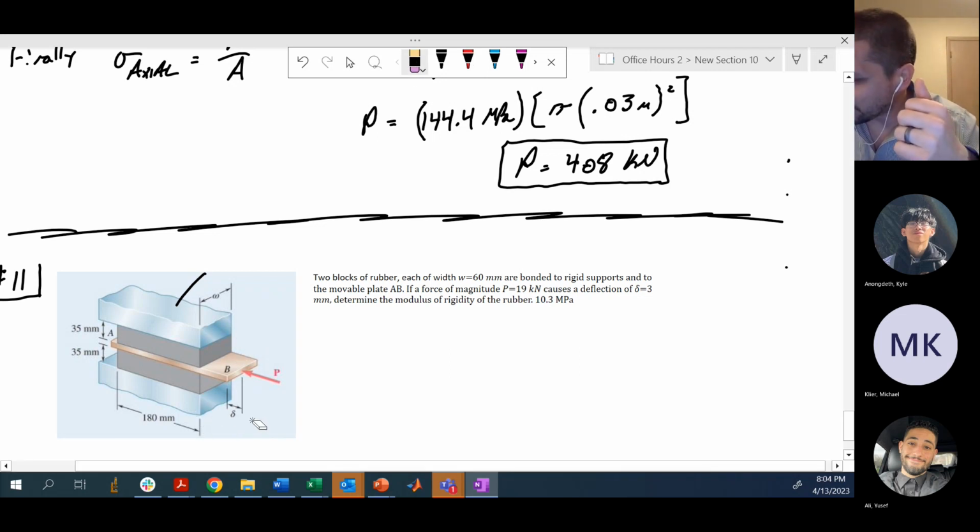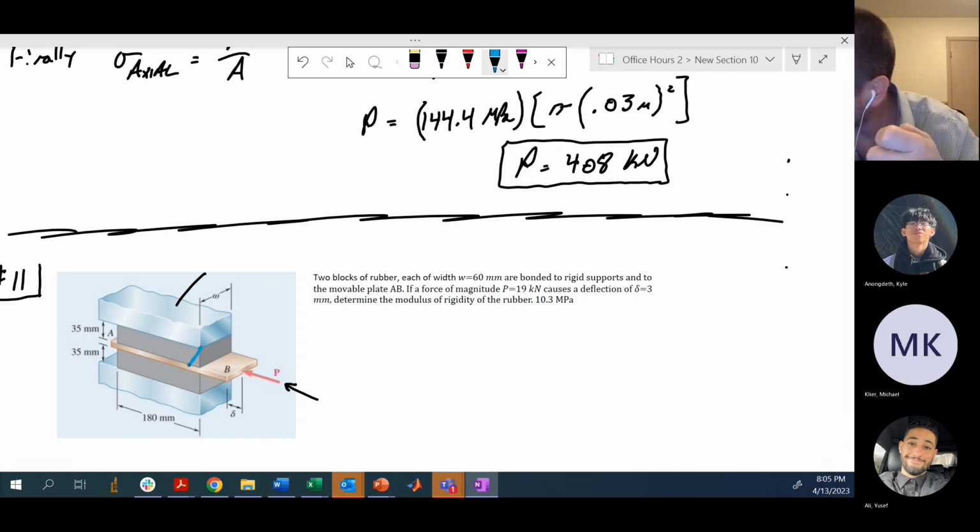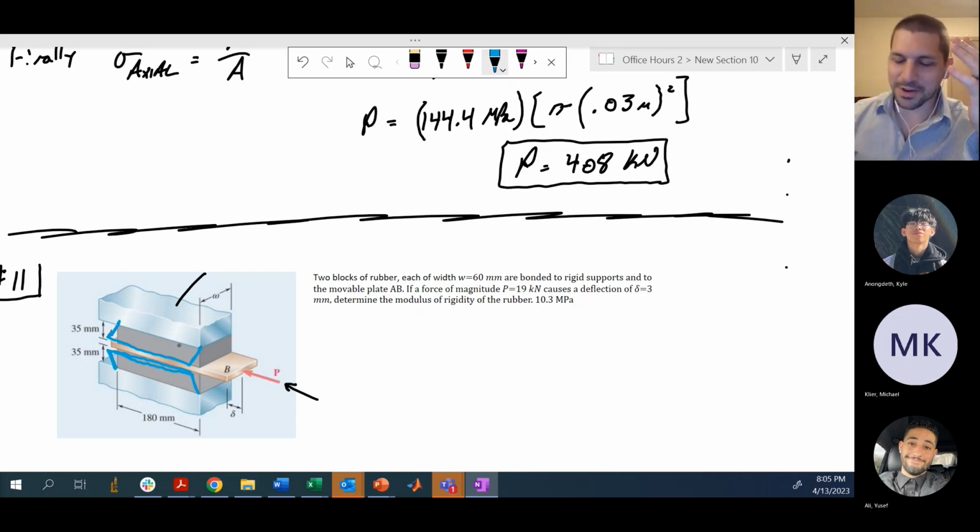So understand what's happening here: we're pushing on this middle plate, and that's going to cause these internal rubber pieces to go from their current rectangular shape to a rhombus shape, something that looks like this and this. When you see this deformation creating rhombuses, that should scream shear stress, shear strain, right?